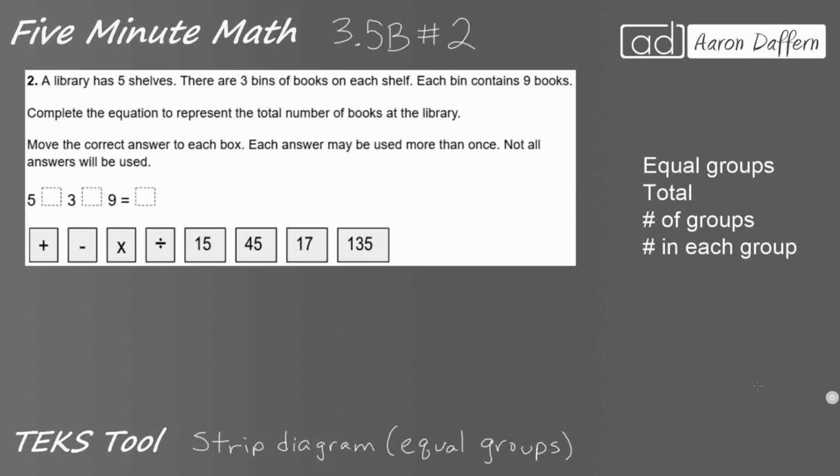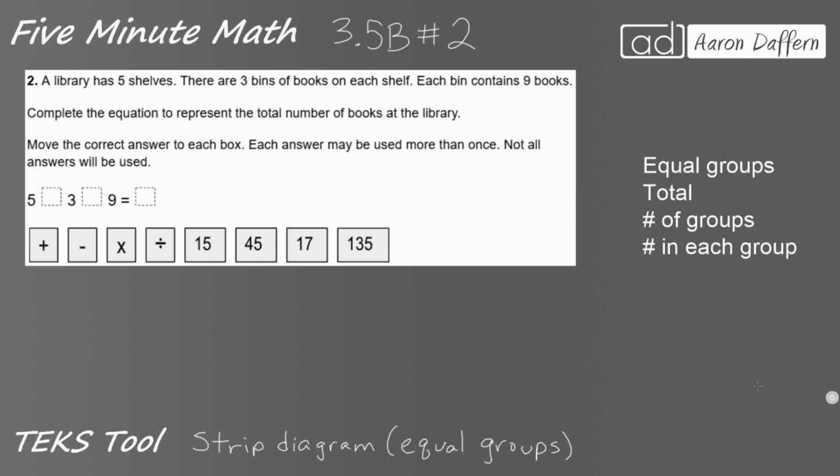Today we are looking at the TEKS tool strip diagram, specifically equal groups. We are working with a problem related to TEKS 3.5b, and we'll do it in 5 minutes or less. If you haven't done so already, please take a moment to pause the video, work this problem out on your own, unpause it, and we will look at our answers together.